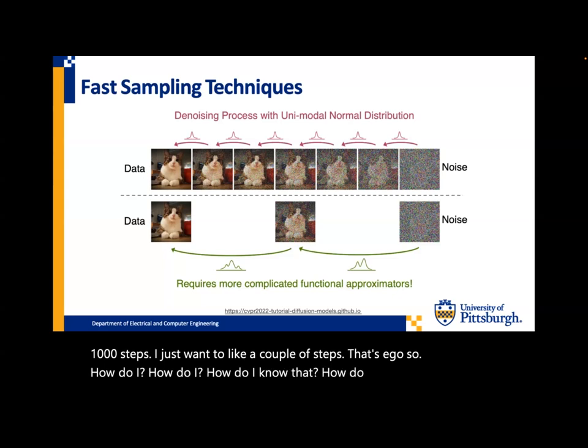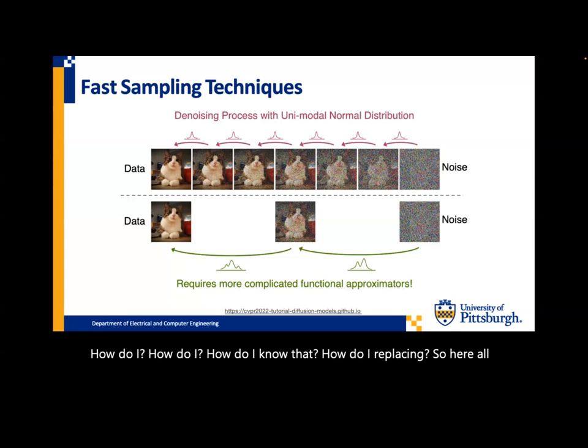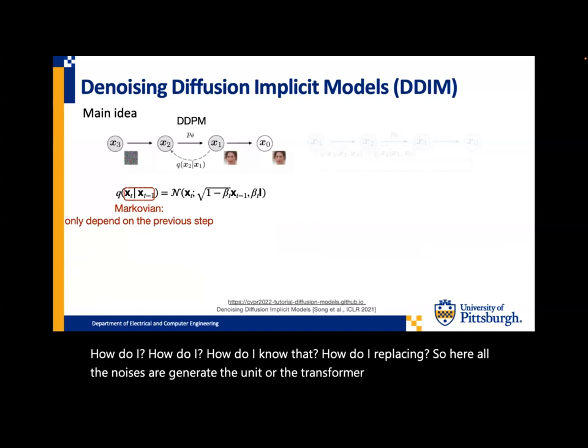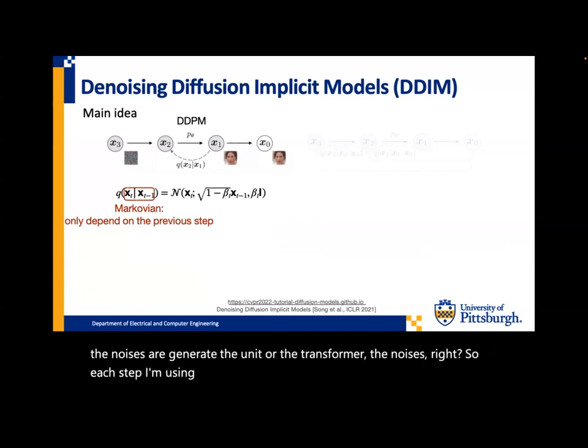So here all the noises are generated by the UNet or the transformer, right? Each step I'm using the transformer to predict the noise and adding it back. So here basically the question is how can I have a model that's predicting the noise from multiple steps and also making sure not to fall off the cliff. So that's the idea, that this step by step is the Markovian step.